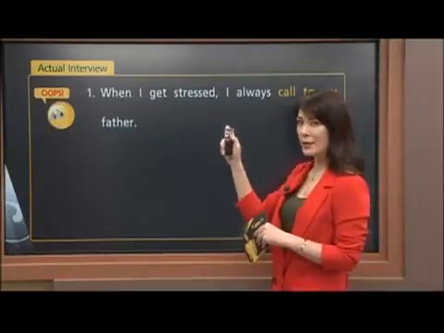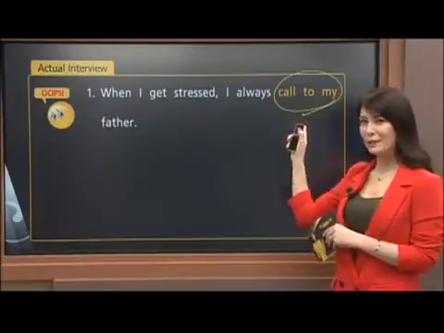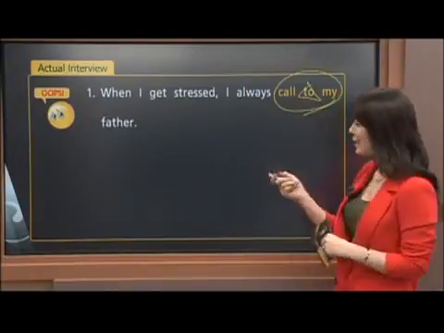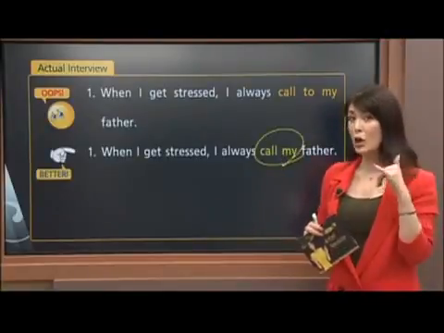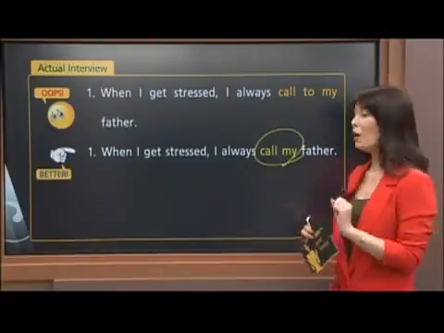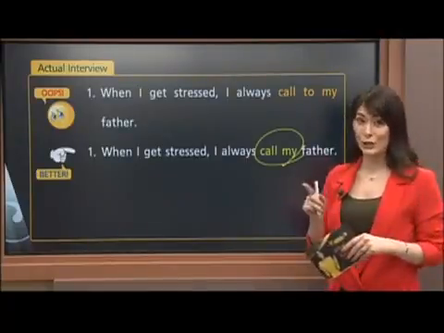Now, she said, "When I get stressed out, I always call to my father." Now, what's awkward here? Can you figure it out? Yeah? I think the "to" should not be here. So you should say, when I get stressed, I always call my father. This is a common mistake. I call to someone. No, that's wrong. Never say call to. Always say, I call my mother. I call my friend. I call Jane. I call Tom. Never call to. So keep that in mind.